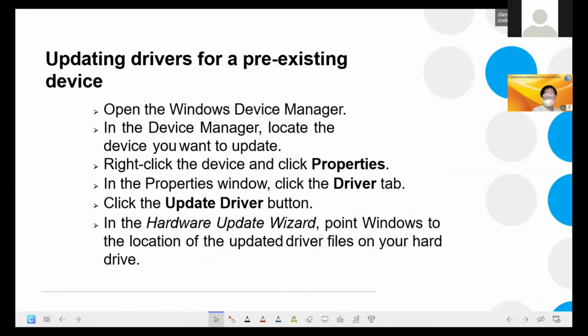Ito yung gagawin natin sa Device Manager. So, updating drivers for a pre-existing device. So, open the Windows Device Manager. In the Device Manager, locate the device you want to update. Then, right-click the device and click Properties. In the Properties window, click the Driver tab. Click the Update Driver button. In the Hardware Update Wizard, point Windows to location of the updated driver files on your hard drive.